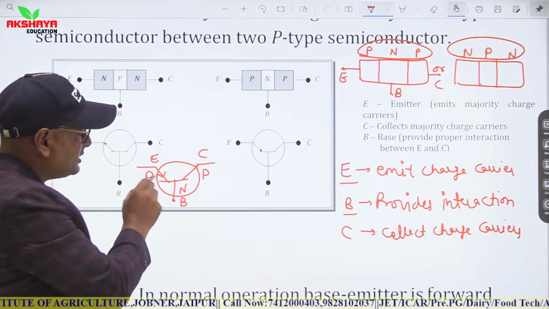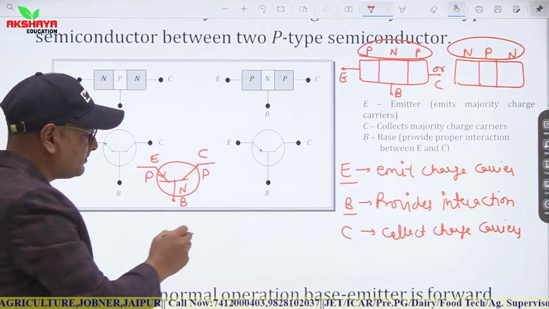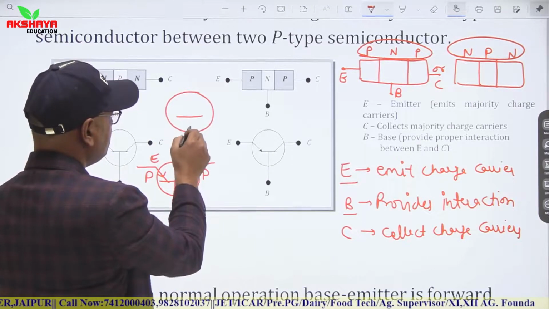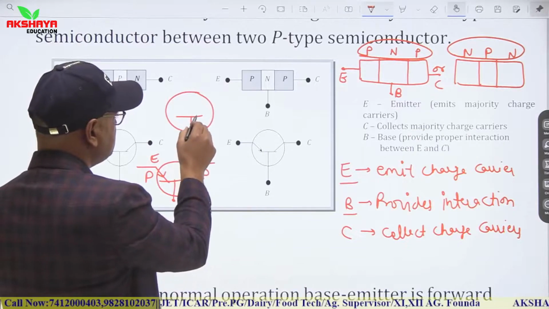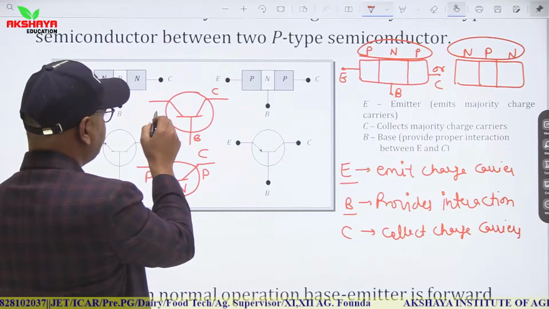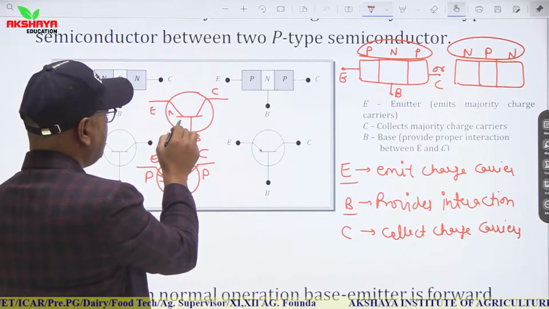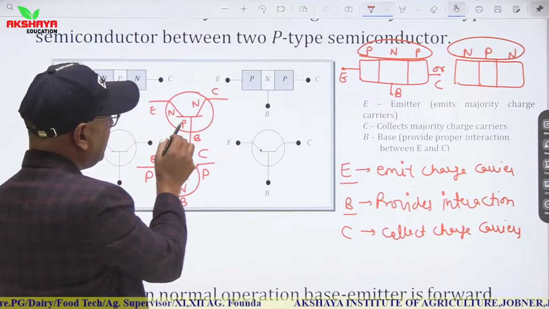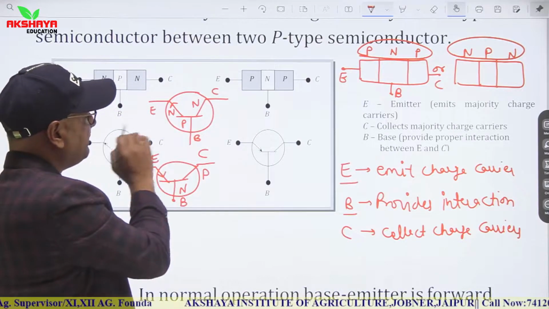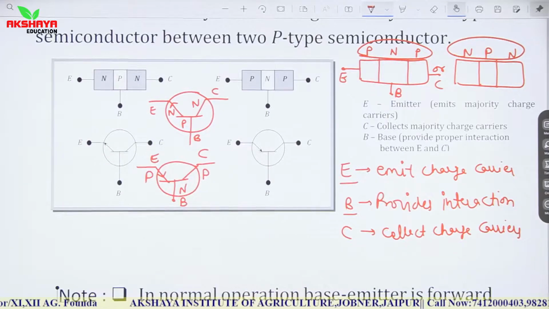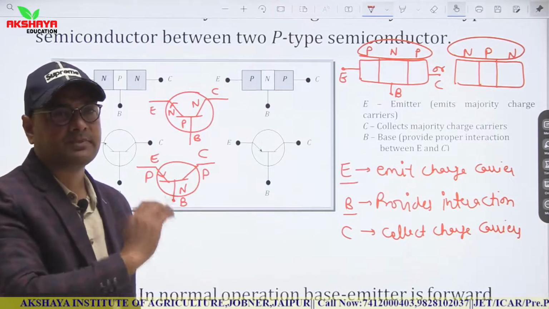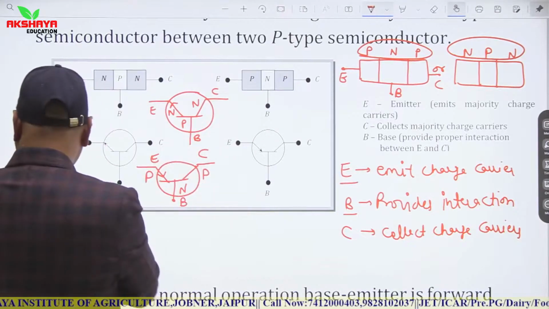So the direction is from P to N, meaning emitter to base. In case of NPN, this is the base, this is the collector, and this is the emitter. In NPN, the direction of current is outwards, from base to emitter, or you can say from the P to N region. So this is the concept of its schematic diagram.